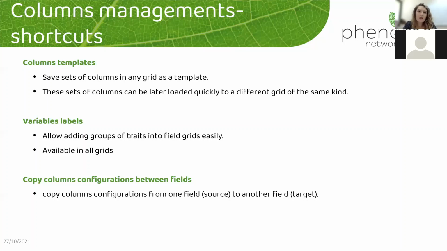The last column management shortcut in this case is copy column configurations between fields. What this option does is copy the entire configuration of the field for all of the grids. So for example, if I'm copying a breeding field, then I will be copying the list, the plots, the observations, selections, and crosses. All of the tabs that have configuration for columns will be copied.